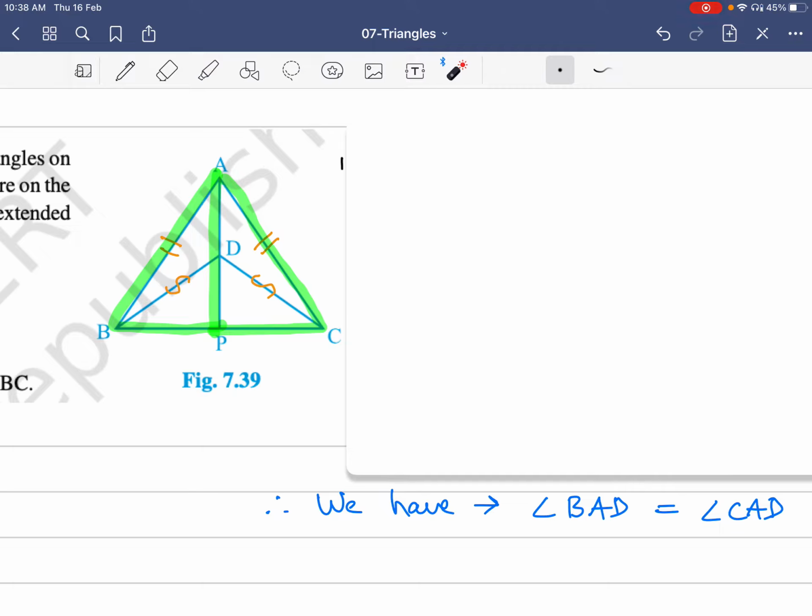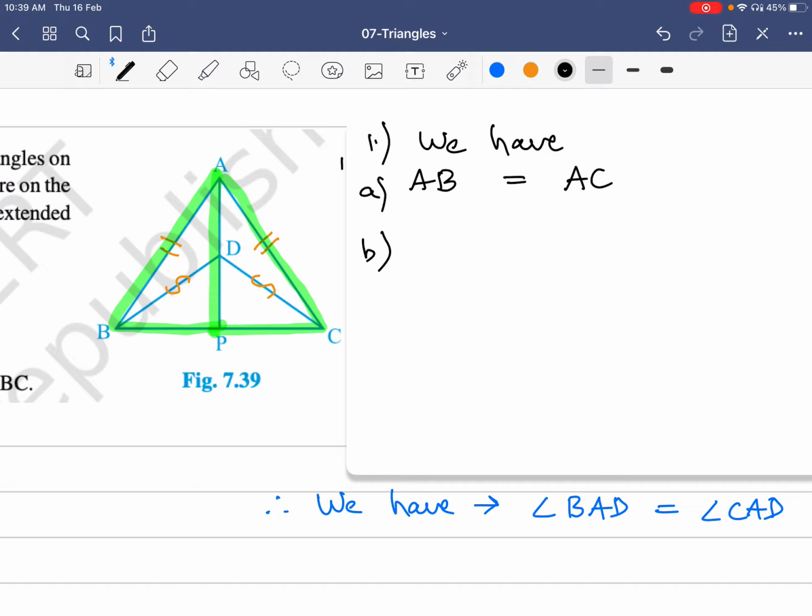So first thing, we have this side as equal to this side. AB is equal to AC. Why? Because it's a part of an isosceles triangle. So point number one, we have AB as equal to AC. Why? Because those are the two congruent sides of the isosceles triangle. So that becomes our first thing.